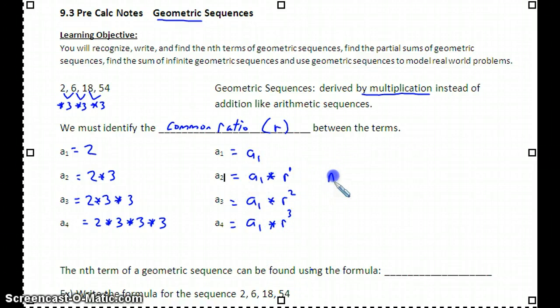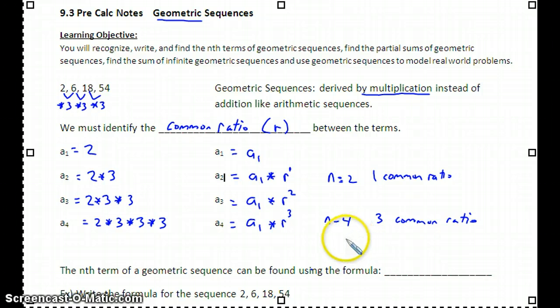So notice here that if n is equal to 2, we're using 1 common ratio. Notice here, when n was equal to 4, we use 3 common ratios. So we're using 1 less common ratio than whatever the n value is. So that's how we can get our formula. We can say that the nth term of a geometric sequence would be the first term times r raised to 1 less than whatever the term of the sequence is. And this is the formula that we're going to use to help us find the nth term of the geometric sequence.